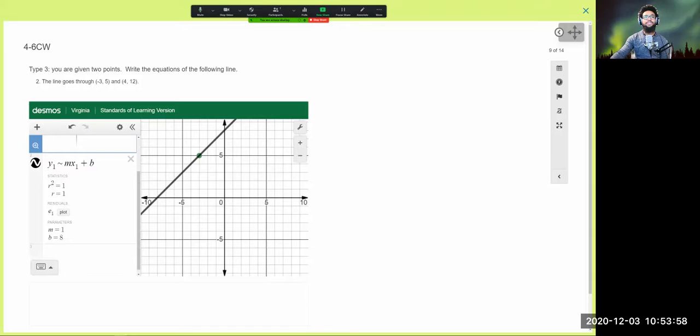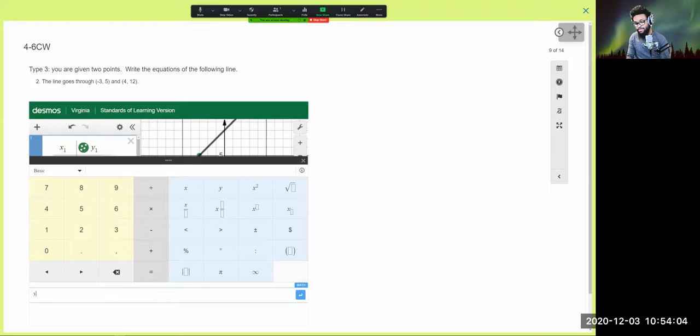Now, when we look at this, our slope is 1 and our y-intercept is 8. So we're going to type out y equals x. Since our slope is 1, we don't need to put a number in front of it. The 1 is understood. X plus 8. All righty. And that is number 9.